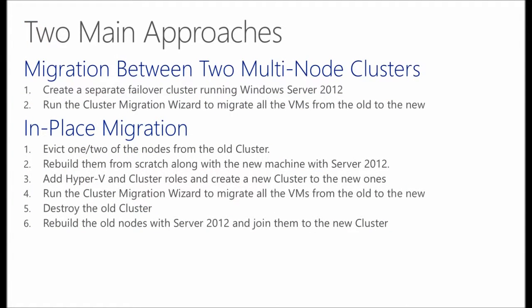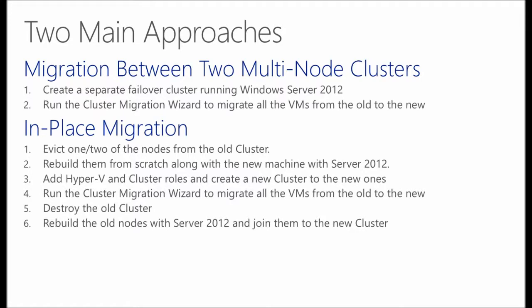Okay, there are usually two main approaches that you can take to migrate your cluster to a Windows Server 2012 cluster. The first one is to migrate between two multi-node clusters, where you literally create another cluster running on Windows Server 2012, and then you use the cluster migration wizard to move all the VMs or any of the services and applications that you have to the new cluster. Now this requires you to have two clusters running at the same time.